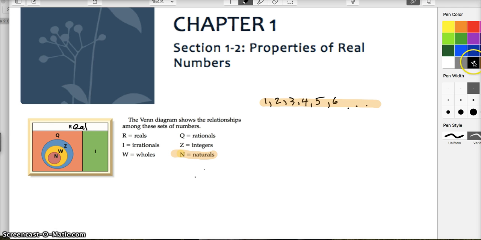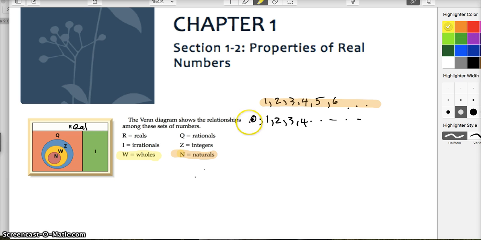Another type of number that we're going to talk about would be whole numbers. Whole numbers are not much different from natural numbers. In fact, they're just natural numbers with zero added to it. So if I were to talk about the whole numbers, I'd just say 0, 1, 2, 3, and 4. Really the only difference between the two is that 0 is added to this set. Not that big a deal at all.